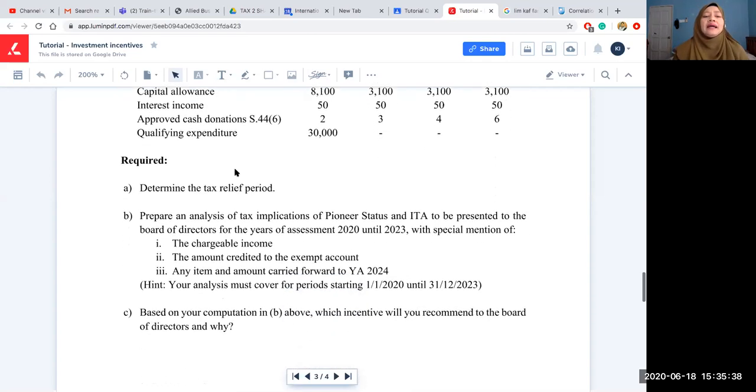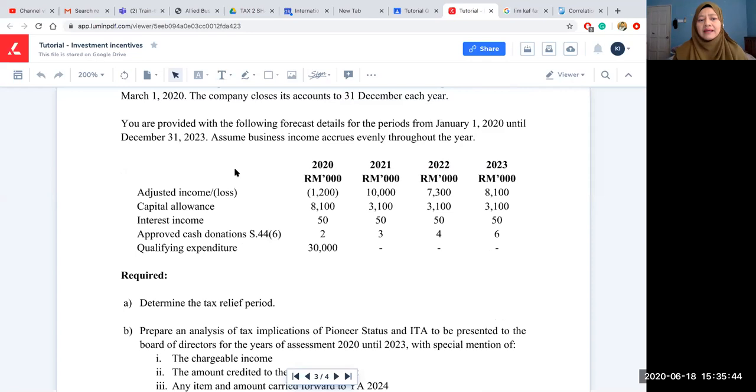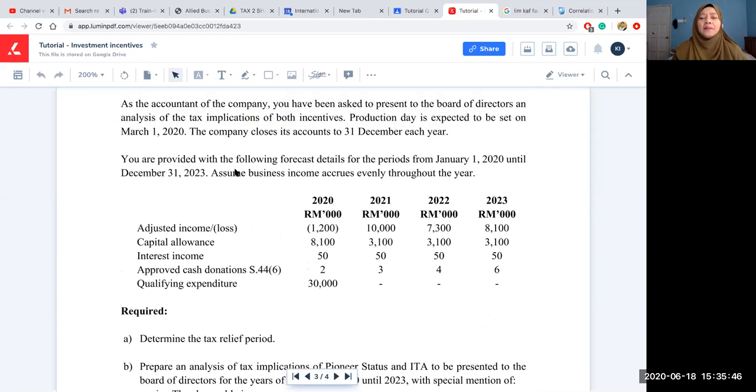Okay. All right. Then prepare an analysis. So now in this case, first you have to do your pioneer status. But in this case, you actually have one business only. The company only has one business. It's just that for the first year, 2020, you have the non-pioneer loss. You have non-pioneer that will affect the computation. So in terms of the preparation, you do your adjusted income. So for 2020 you will have nil.